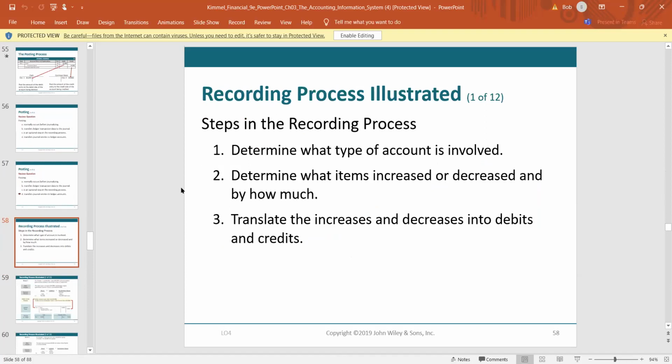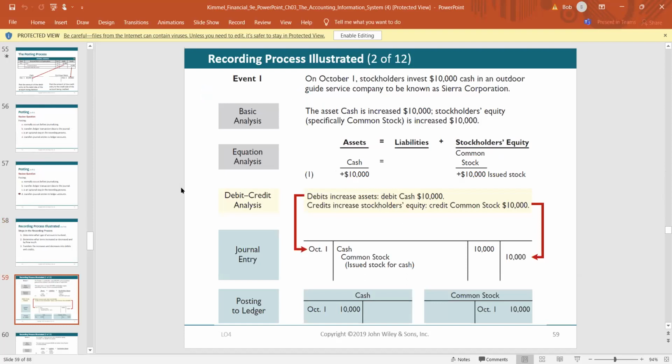Steps in the recording process. Determine what type of account is involved. Determine what items increased or decreased and what the numbers are. And translate the increases and decreases into the appropriate debits and credits. Okay, we're going to go through these pages quickly now. What they're going to show us is the transactions we did earlier, in debit and credit form.